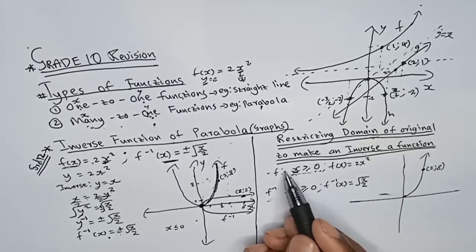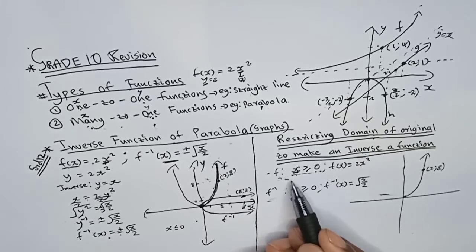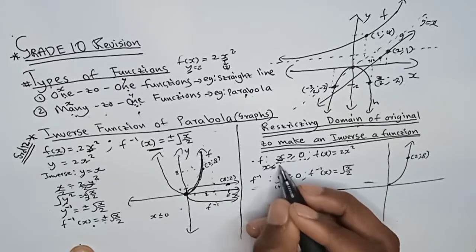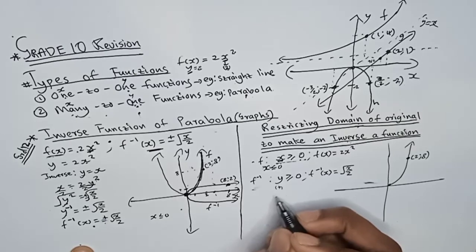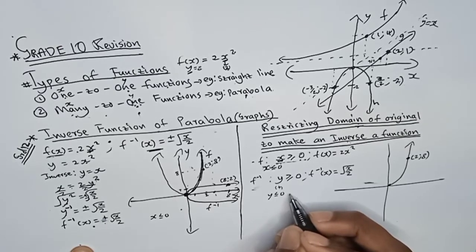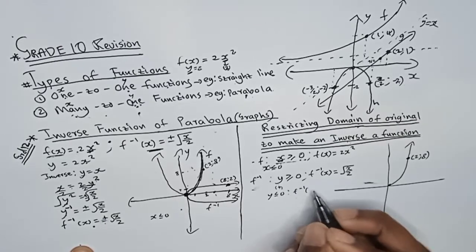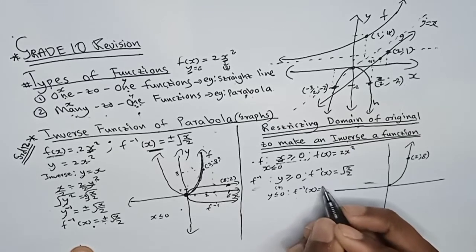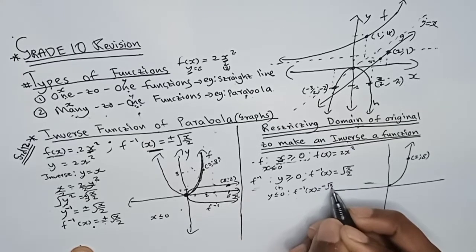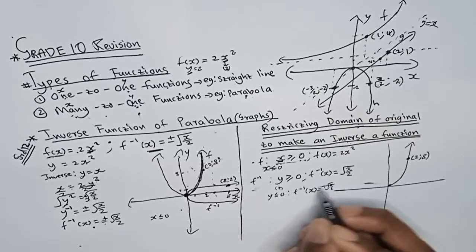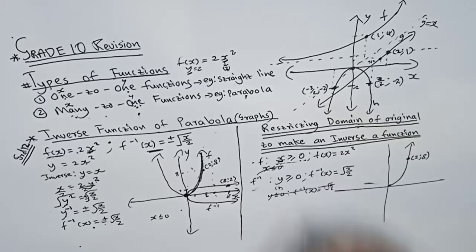If I were to take where x is less than or equal to 0, on the inverse it will be y is less than or equal to 0. Therefore, the inverse function would be the negative square root of x over 2. It would be negative only. But now I'm not doing this one, I'm only doing the other one. You can also do this one on your own.